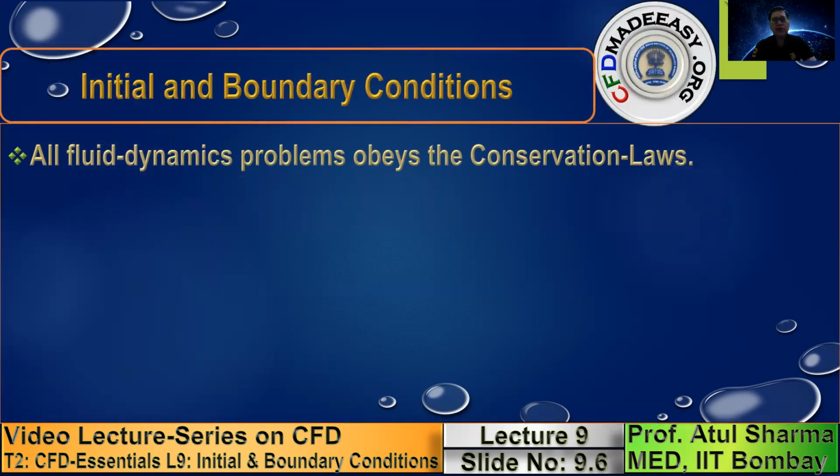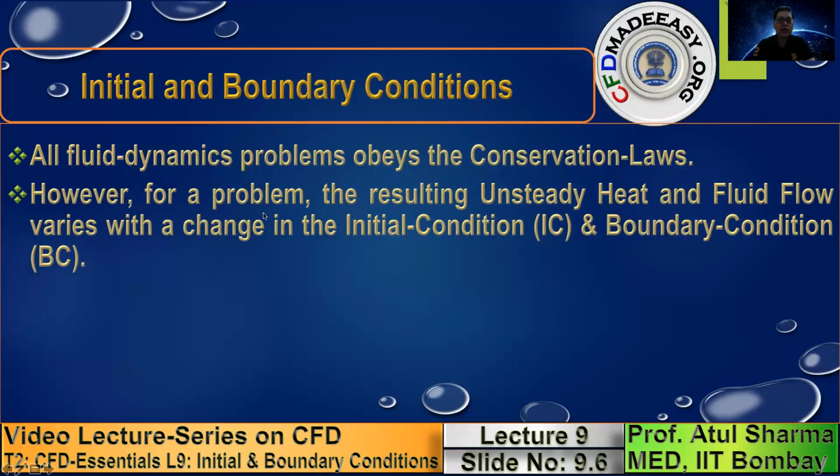There are millions of fluid mechanics problems, but note that all of them obey the conservation law. And in the previous topics on CFD applications, I have discussed what are the parameters on which the results vary. So initial and boundary conditions are one such parameter which strongly affects the solution.